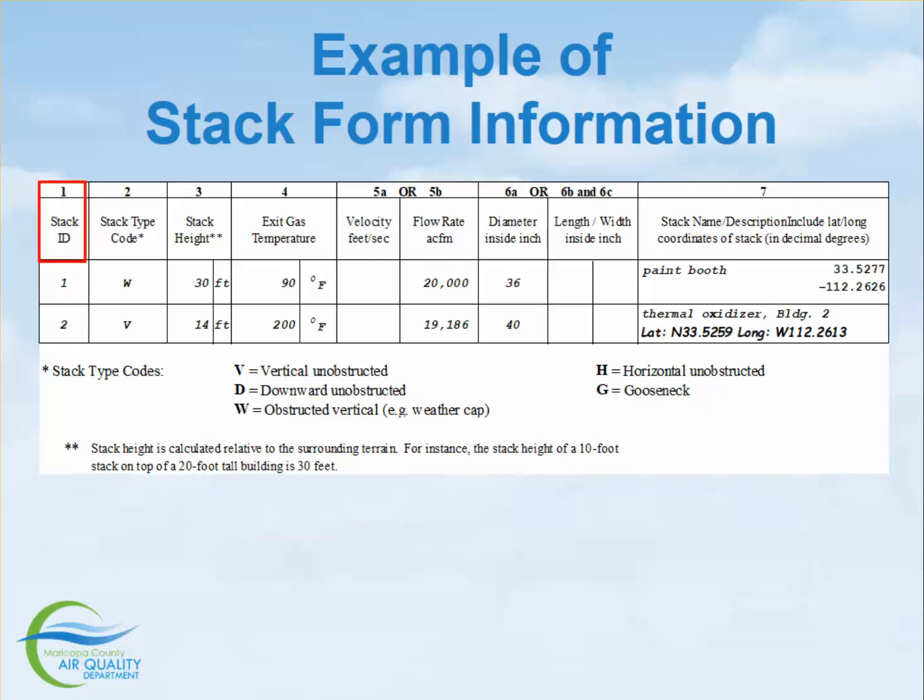On the stack form, the stack ID is a 3-digit unique ID number that is either pre-printed from prior years or is selected by the individual filling out the report if it is a new stack. Each stack ID can only be used for a single stack, and the same ID must be used for the same stack from year to year for consistency.